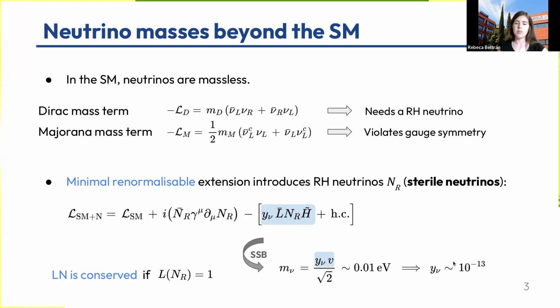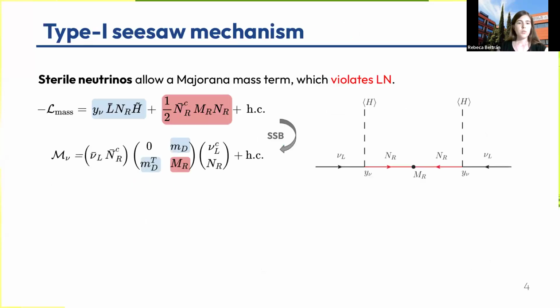theoretically possible, but it might be unattractive to have Yukawa couplings spanning over 13 orders of magnitude, because, for example, the Yukawa of the top quark is order 1. So yeah, this 10 to the minus 13 might not be very attractive from the model point of view. So if we want to be a little bit more general, we can also write down a Majorana mass term for the right-handed neutrinos that, although it violates lepton number, this is only an accidental symmetry in the standard model, so we are allowed to do that.